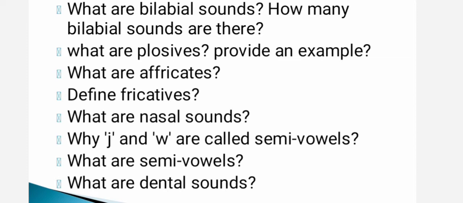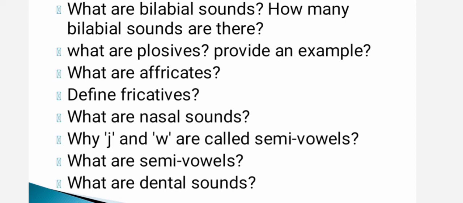So let us move to the next one. What are semi-vowels? A semi-vowel is a speech sound that is produced like a vowel, but that functions as a consonant. Here the words like yes and well start with semi-vowels. In the previous question, y and w are called semi-vowels, so it's the same one.